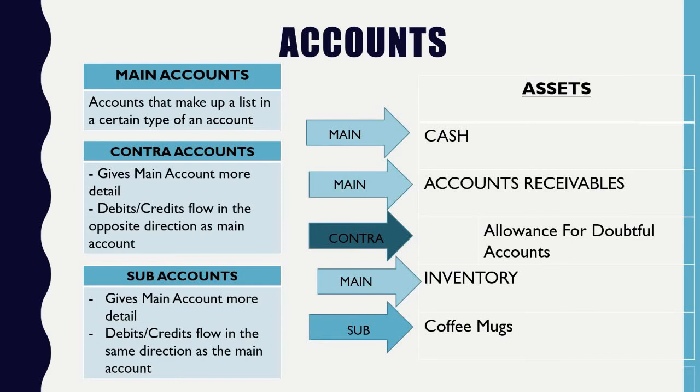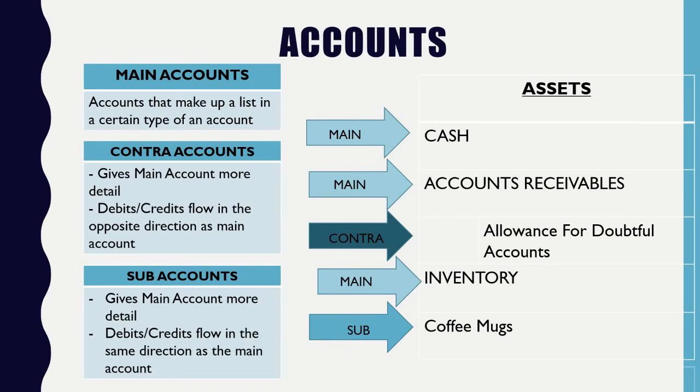So for example, when we're looking at a main account, it's increasing a certain way. It's going to be increased by a debit, and I'll explain what that means in a minute. When you're dealing with a main account, it's going to increase in one direction. Your sub account is going to also increase in the same direction. Your contra account is going to flow in the opposite direction.